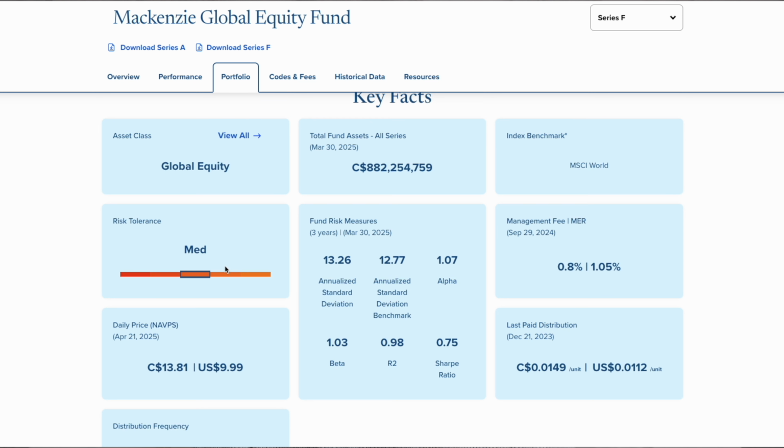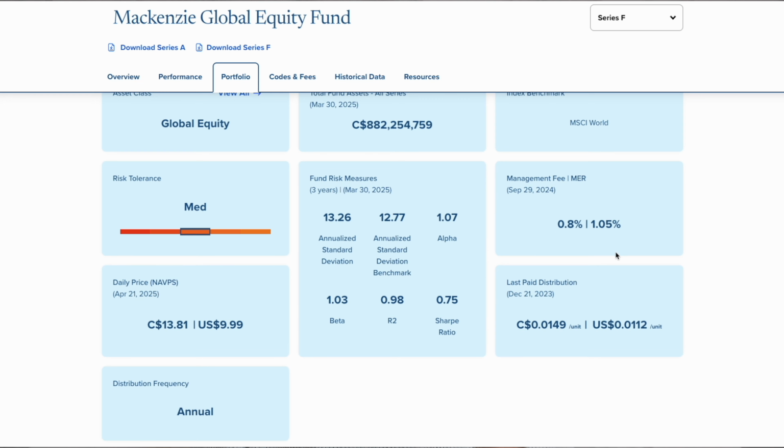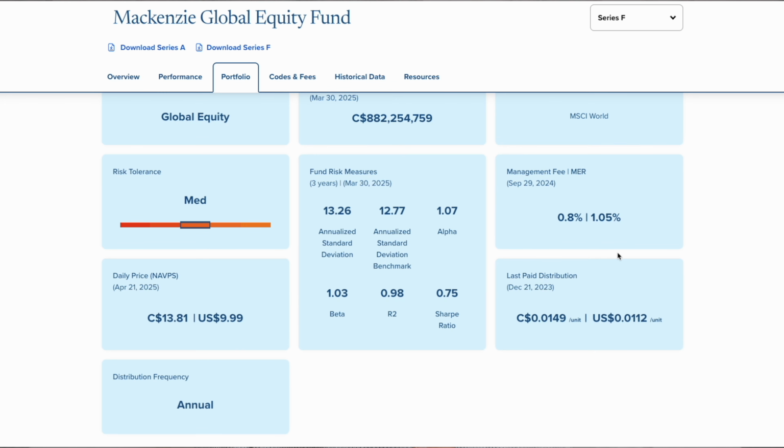Here are some of the fund risk measures, including the alpha, the beta. And then here we have the management expense ratio and the management fee. So the MER, which encompasses all fees, including the management fee, is 1.05%. So again, this is the fee that you're going to be paying for this mutual fund itself. Now, again, as mentioned in my previous video about fees, this is taken off the rate of return of the portfolio. You're not directly being billed for this, but you're going to see your return on your statement less the fee that's already been paid.